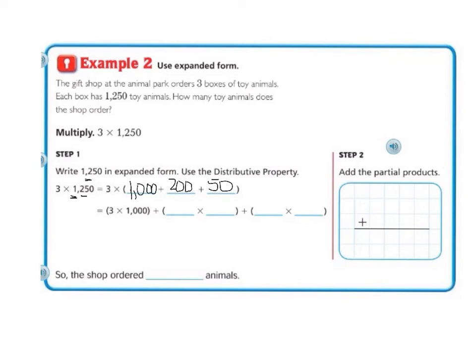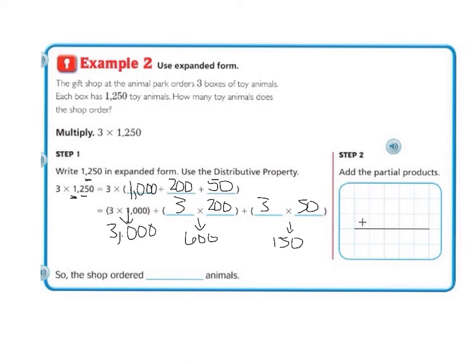Now we're going to take that 3 and we're going to multiply it by each part. So first I'm going to do 3 times 1,000, then 3 times 200, then 3 times 50. 3 times 1,000 is 3,000. Moving down right here, I'm just solving the problem. 3 times 200 is 600. And 3 times 50, 3 times 5 is 15, and then I add my 0.